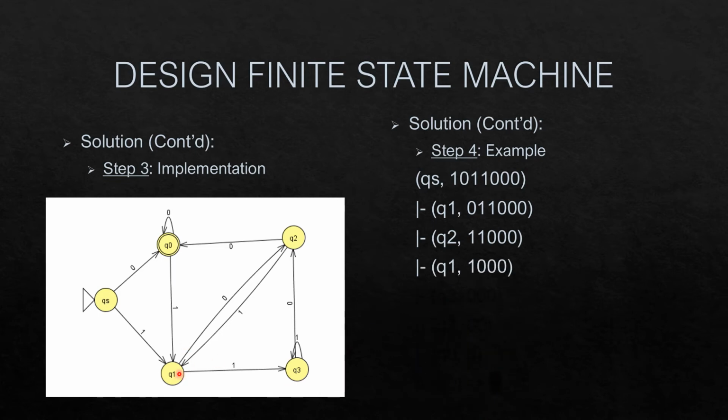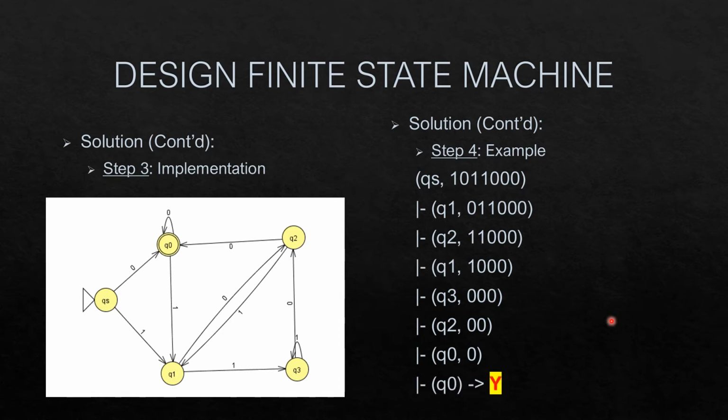When I am in Q1 state, if I get the next input as 1, I have to alter my state and go to Q3 state. When I am in Q3 state and I get the next input as 0, I will transition to Q2 state. After reaching Q2 state, the next input I am getting is a 0, so I transition to Q0 state. And as long as we are in Q0 state and I keep getting zeros, I will stay in Q0 state. That means the given binary number was divisible by 4.